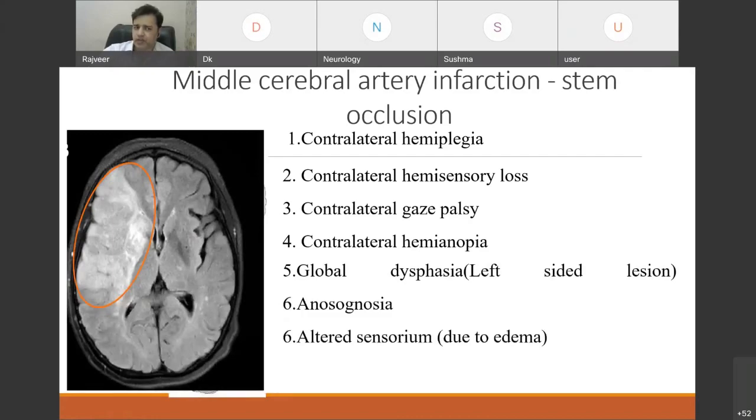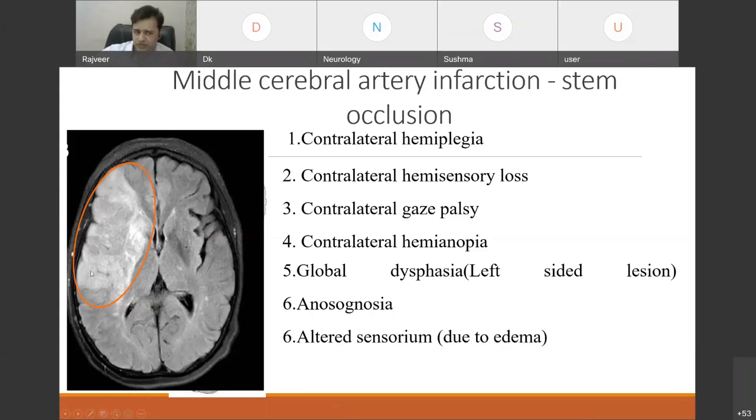And if the stem of the MCA is involved, both the superior and inferior divisions will be involved. So what will the symptoms be? Contralateral hemiplegia, contralateral hemisensory loss, so both upper and lower limb, and then contralateral gaze palsy, contralateral hemianopia, and then global dysphasia if the dominant lobe is involved, or the patient may also have anosognosia and altered sensorium.